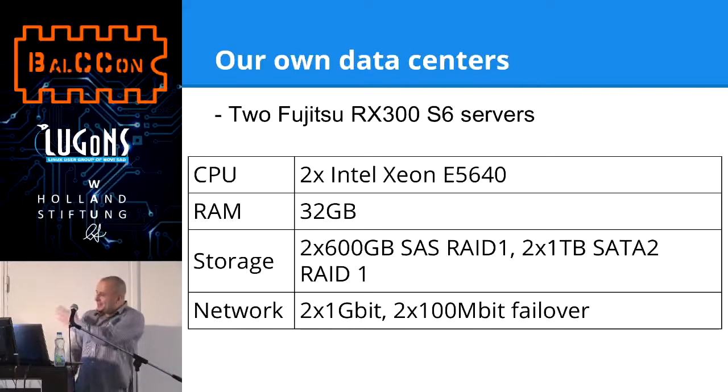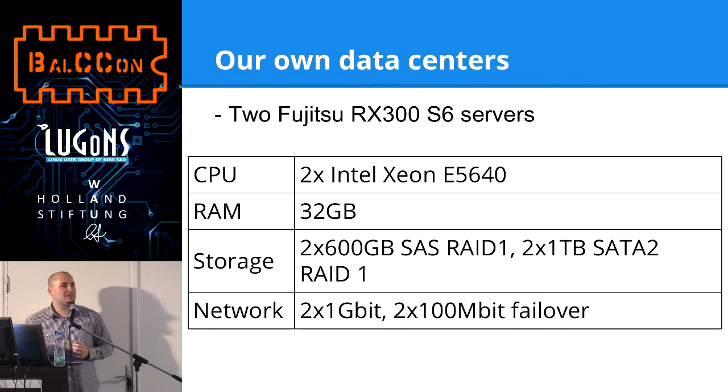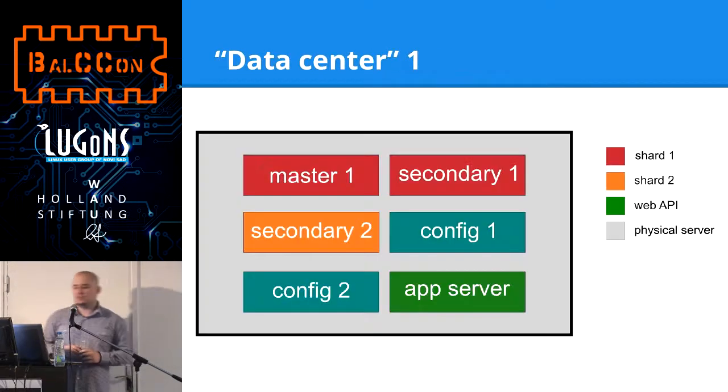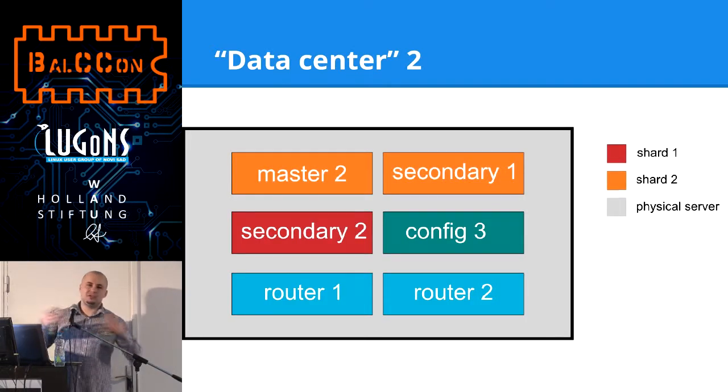For the hardware part of this whole architecture, we used two Fujitsu RX300 servers, which we had just lying around, making noise, with those specifications as written. We basically used each one of them as a separate data center, so we quote unquote created two data centers. Each had VMware virtualization technologies on it, and we created a sharded environment in order to test this whole approach and this research.